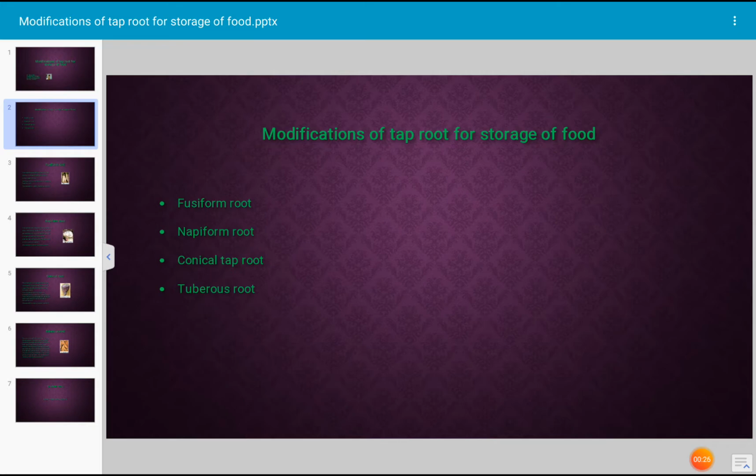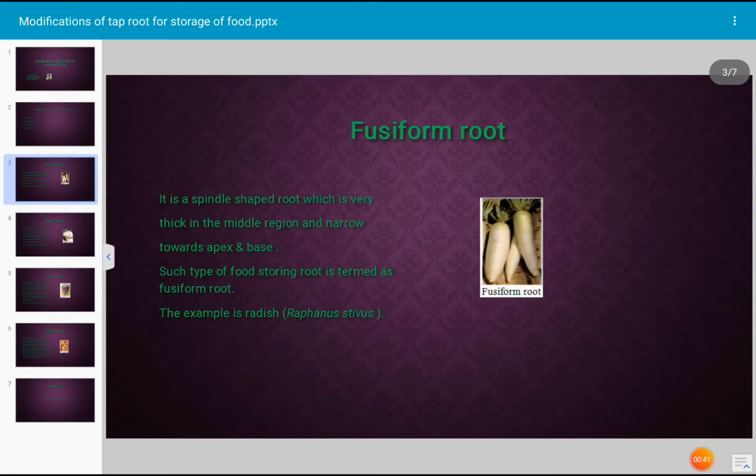There are 4 types of roots modified for storage of food: first, fusiform root; second, nappiform root; third, conical root; and fourth, tuberous root. Next, this is a fusiform root shown in the photograph. It is a spindle shaped root which is very thick in the middle region and narrow towards apex and base. Such type of food storing root is termed as fusiform root. The example is Raphanus sativus, that is radish.